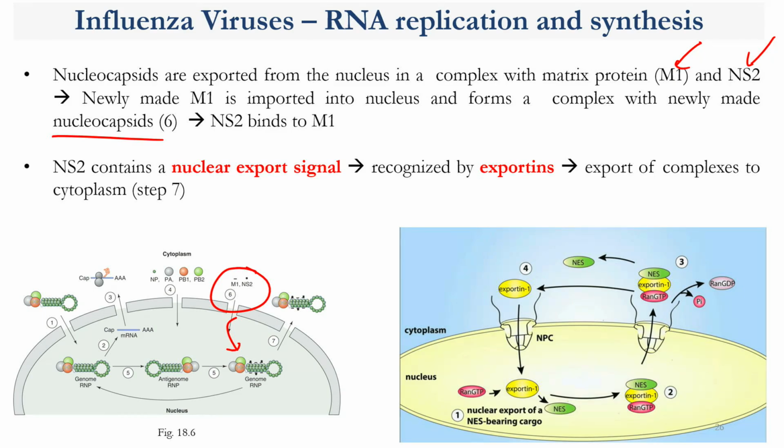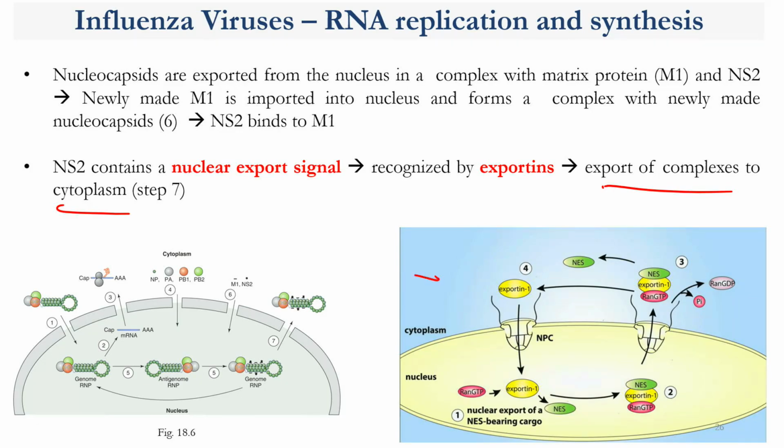Now this NS2 protein, just like we saw earlier, in this case, instead of nuclear import signal, there's a nuclear export signal. So this is sending stuff outside the nucleus now. This is recognized by another set of protein called exportins. So importins bring stuff in, exportins send stuff out of the nucleus, okay? And this allows for export of these complexes to the cytosol.